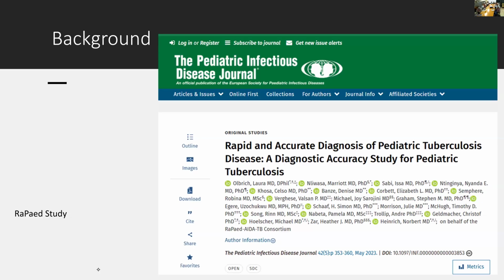So the paper that we're critically appraising is the diagnostic accuracy of the 3-gene host response cartridge system. But before going on to the paper, I just want to give you a brief background about the study. This paper was published in 2023. It's called the Rapid and Accurate Diagnosis of Pediatric Tuberculosis Disease. It's a diagnostic accuracy study for pediatric tuberculosis. This is the study protocol, and for short, it's called the RAPEED study.